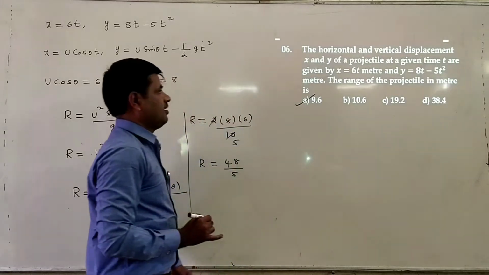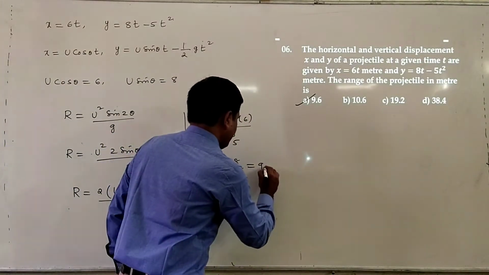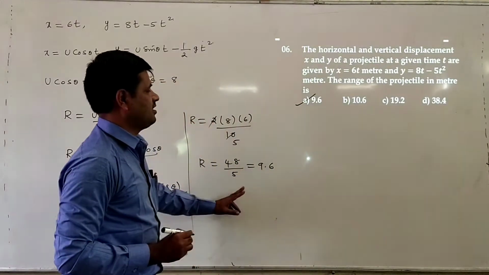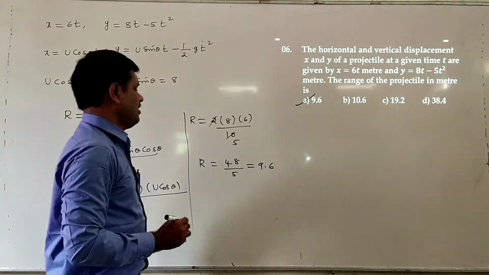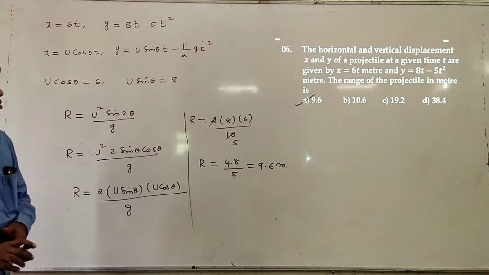Means here the range value we are getting is 9.6. This is the range value. Which option is correct here? Option A, r is equal to 9.6 meters. That is the range value.